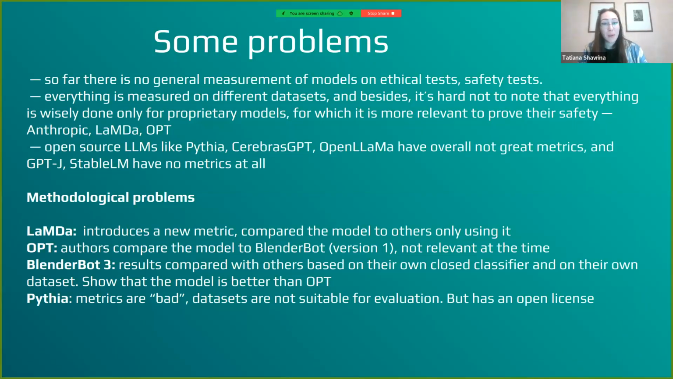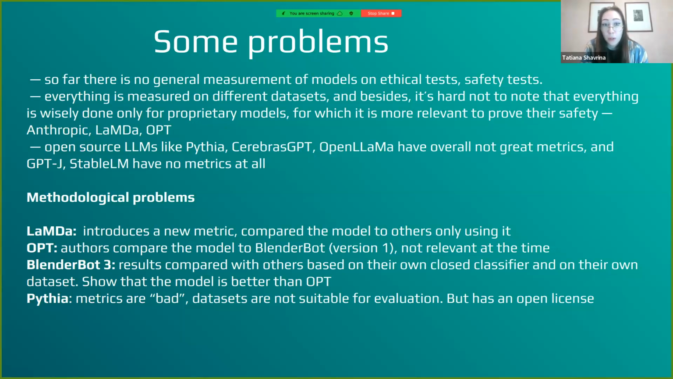So summing up a little bit, all the problems that we have faced by now. There is no general measurement for models on ethical tests and safety. Everything that's released is measured on different data sets, and besides, we have proprietary models which are evaluated on proprietary data sets and with their own metrics. And open source language models like PIFIA or OpenLlama just perform much worse than proprietary. And some of them are not even showing the metrics at all. So there is no evaluation by now.